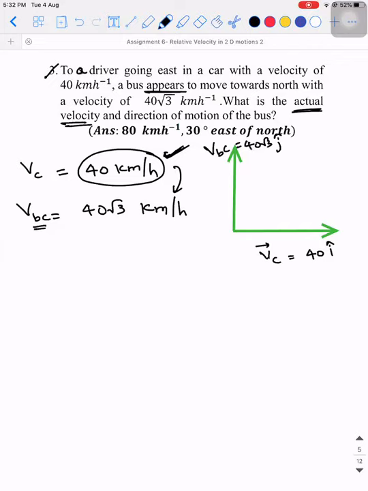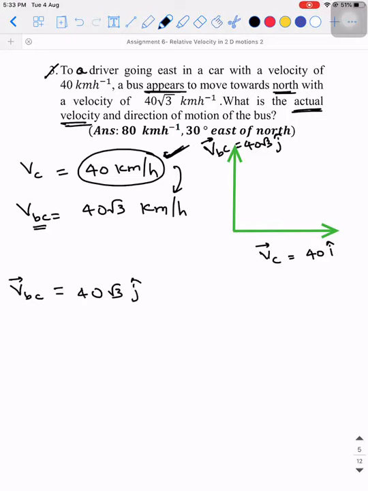We wrote it as j cap because they told it is moving in the north. But is the bus actually moving in north? We don't know. The bus will be moving somewhere between these two, somewhere over here. We will find out how much that is with the direction. I'm going to use the same old method. What is the data we have in our hand? So don't forget to put this arrow mark on top. Velocity of the bus with respect to car is 40 root 3 j cap.